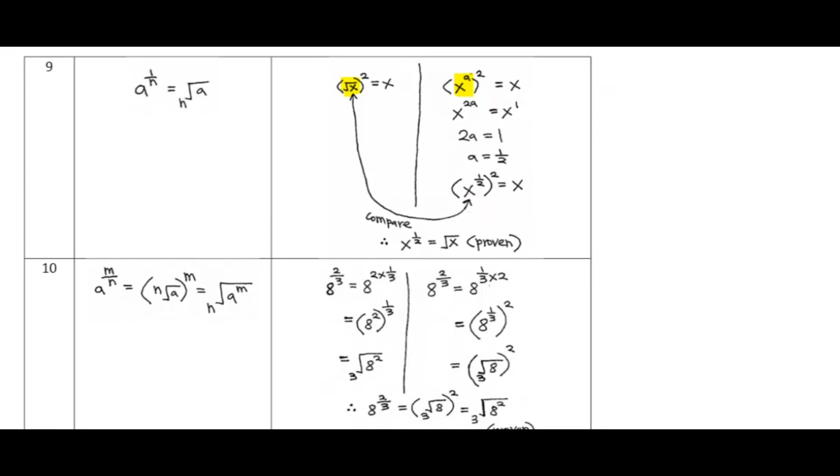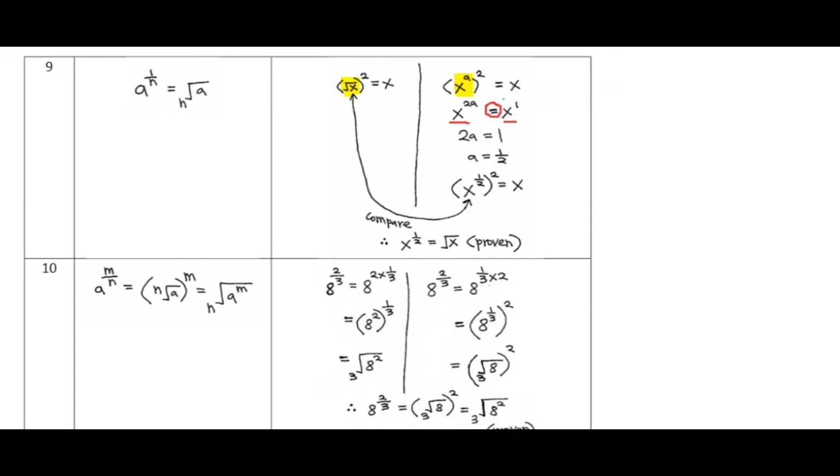So if I have x to the power a, bracket, square, equals x, I'll notice that based on the rule above, if I have a to the power of m, to the power of n, it is actually a to the power of m times n. So when I take away this bracket, it's actually x to the power of a times 2, which is 2a, and x is the same as x to the power of 1, right? So if I have x to the power of 2a equals x to the power of 1, because the base is the same, and they're both equal to each other, I can just say that the power is the same as well.